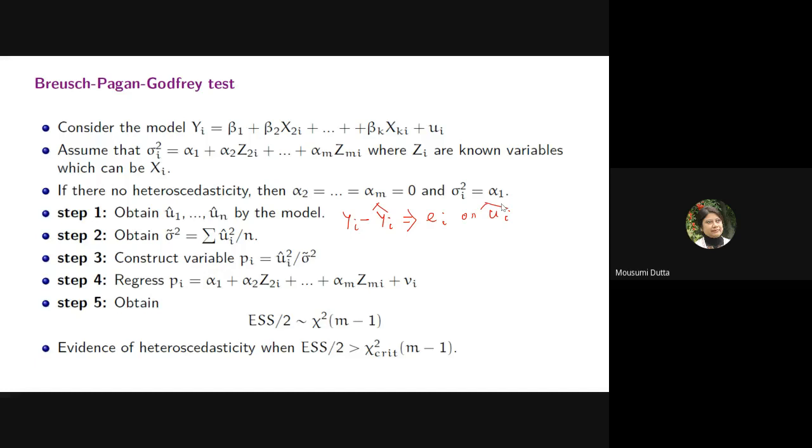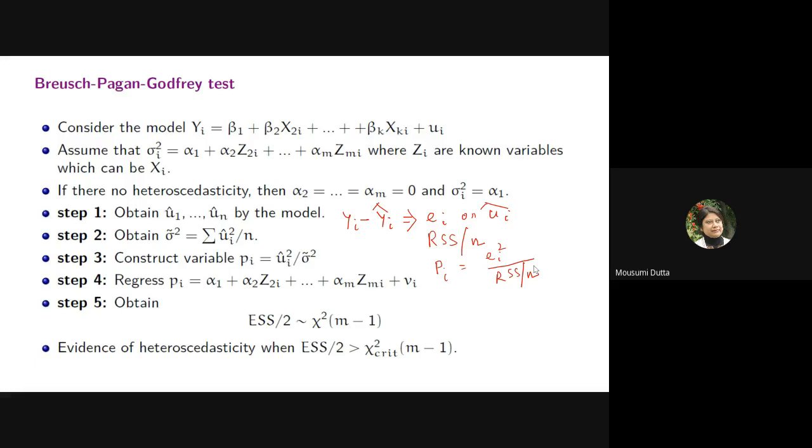So what we are doing? First, we are finding the residuals. Then we are finding the value of RSS by n. And once we get this, in the next step, we will define a variable pi, which is ei square divided by RSS by n. So e1 squared divided by RSS by n, e2 squared divided by RSS by n. We will construct pi in that way.